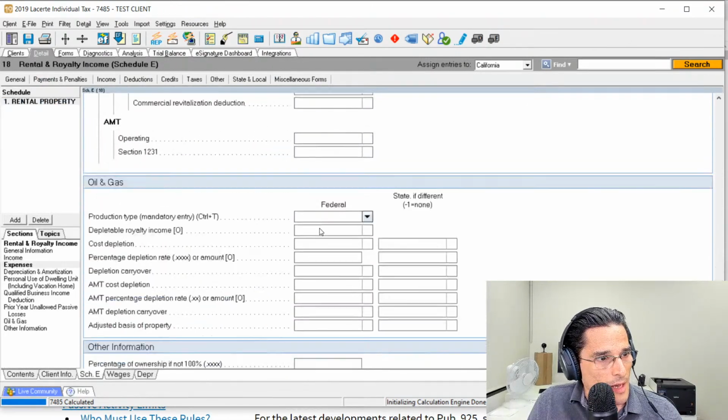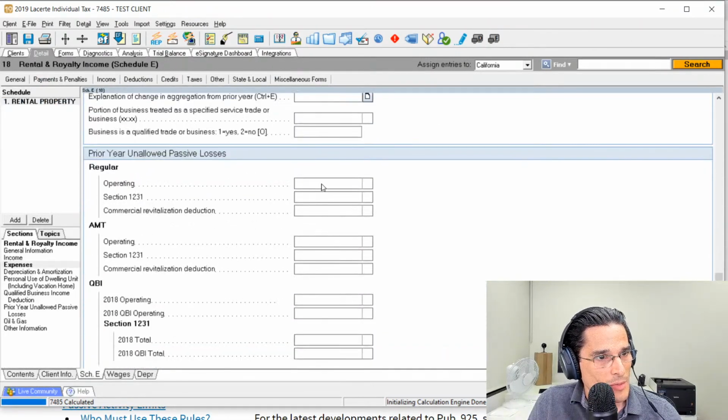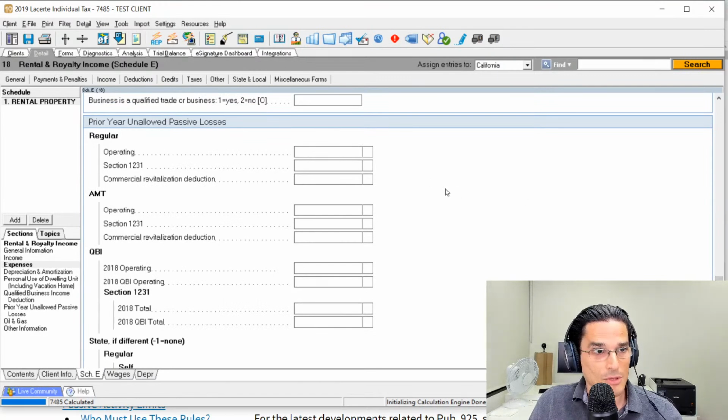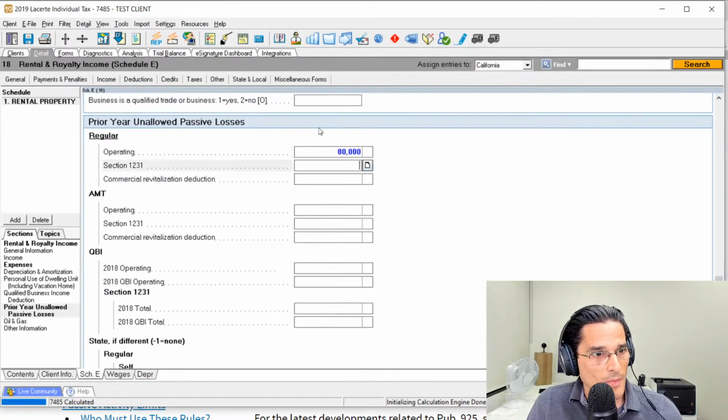All right. And in this case, we're just going to keep it simple. So prior year unallowed passive losses. So we're going to pretend that we've had losses in prior tax years that we were not able to deduct. So we suspended them and carried them forward of $80,000. All right. And we're not going to worry about AMT for now. Let's just worry about ordinary income tax. But you may have a different number for AMT purposes. Keep that in mind. So the unallowed passive losses from prior tax years are $80,000.